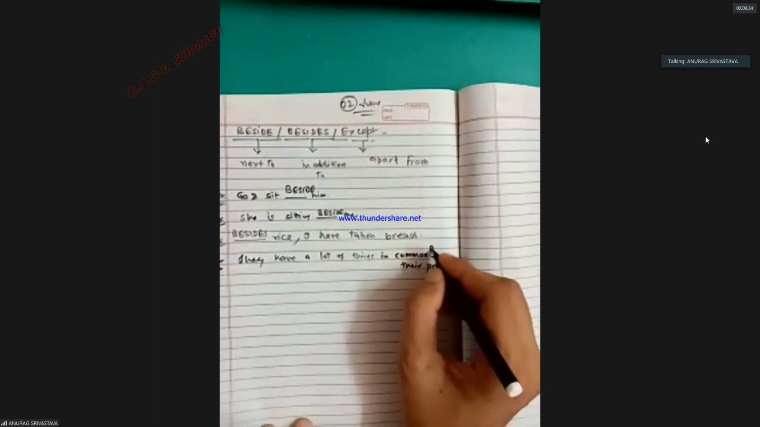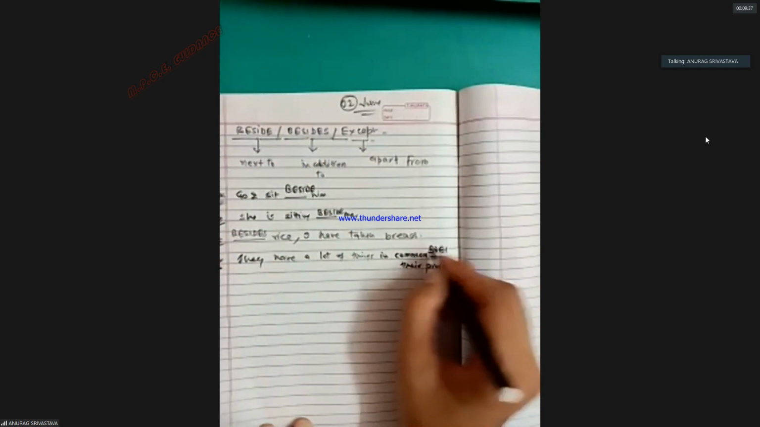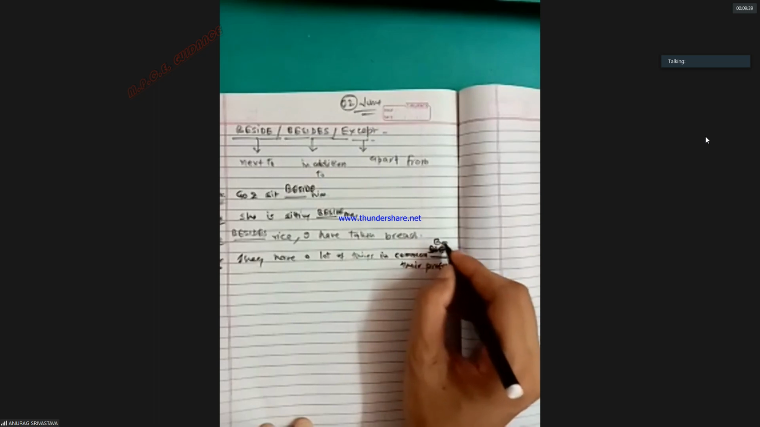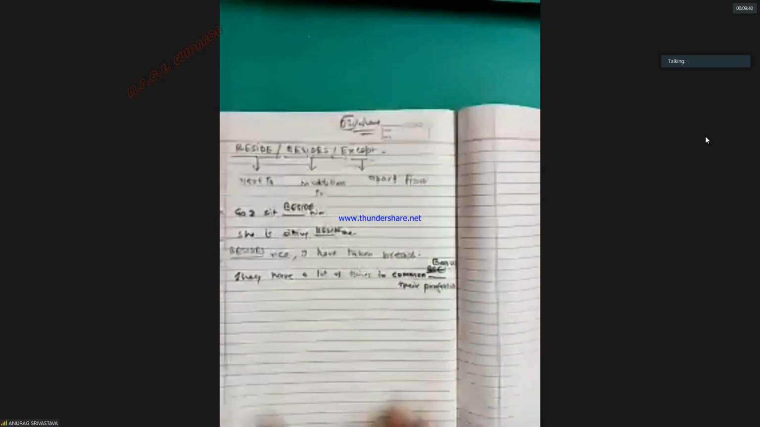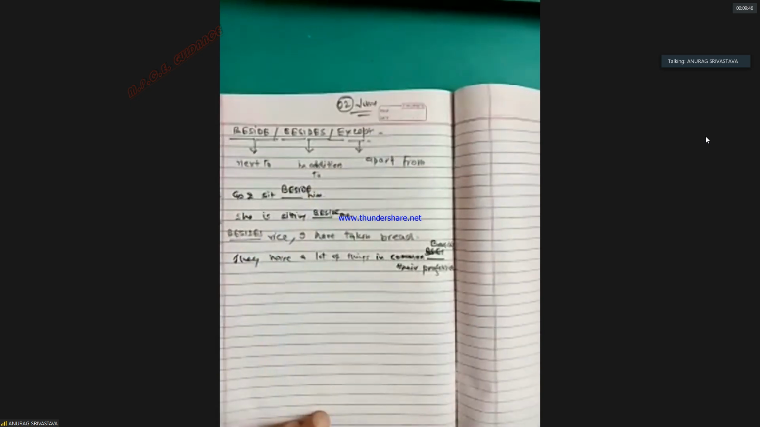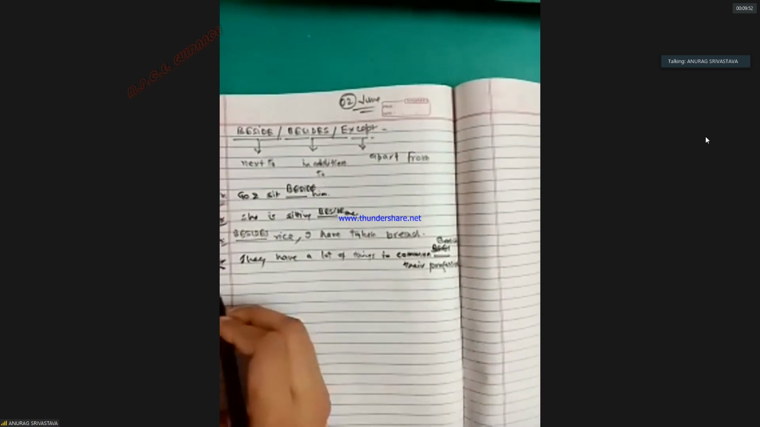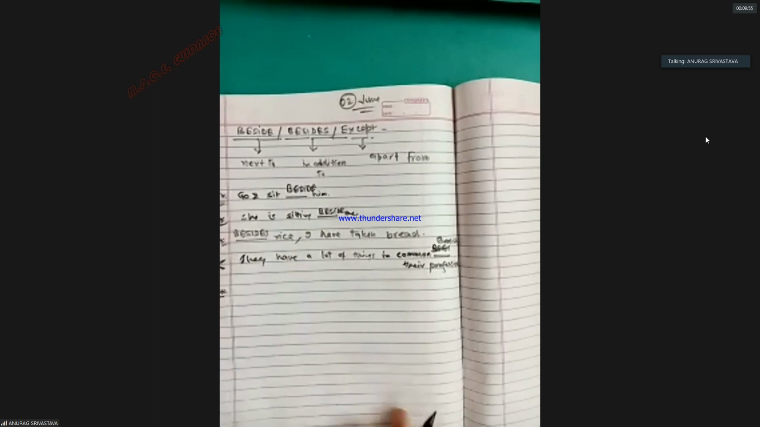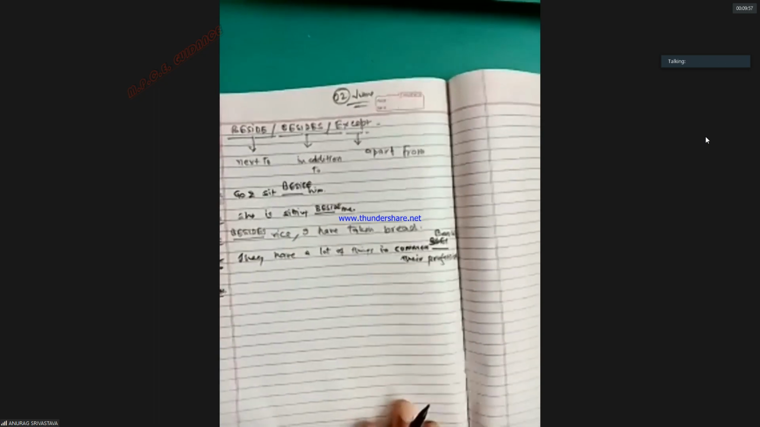Why besides? Look at the sentence: they have a lot of things in common. Besides means in addition to their profession. It will only make sense for this particular type of sentence. Fine. Let's see another example for these three types of preposition.